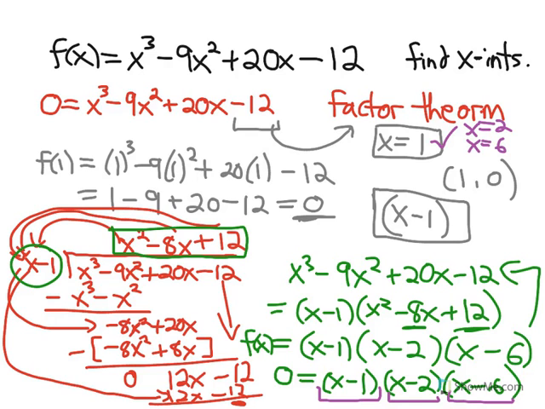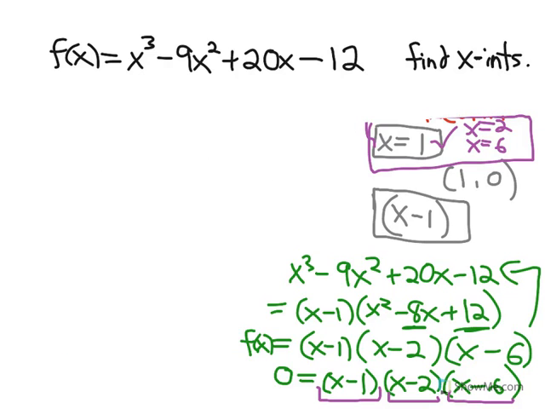So we know that if x equals 1, y is 0. If x equals 2, y is 0. Or if x equals 6, y is 0. So those three, 1, 2, and 6, are our x-intercepts for this question. I know that got a little messy, but let's quickly review the steps.